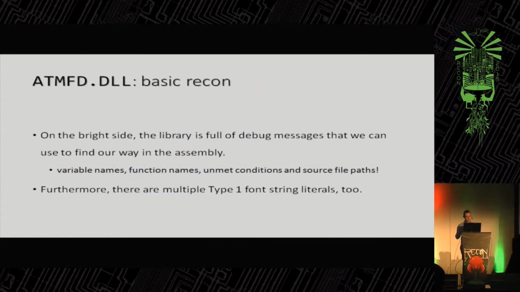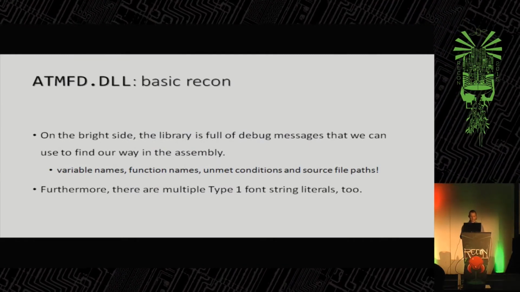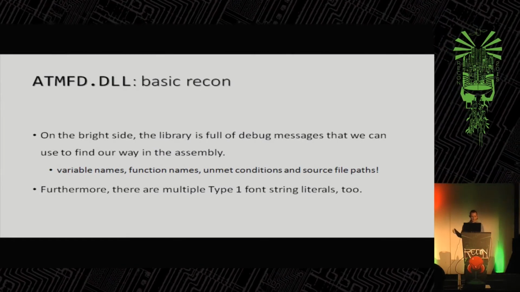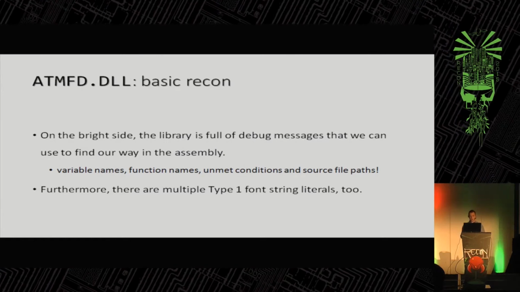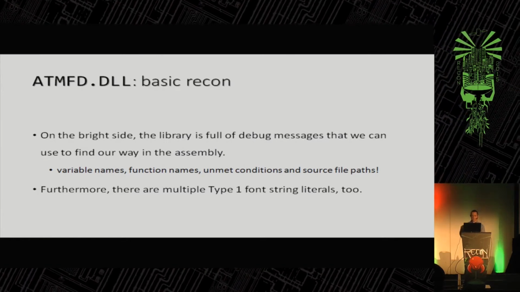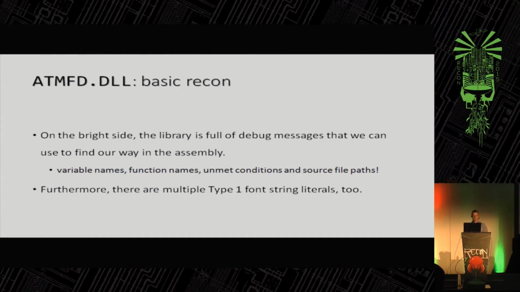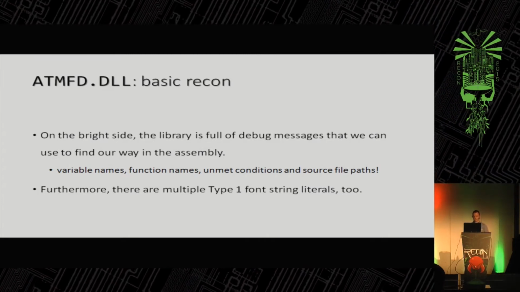And there is also a bright side. There are some things in ATMFD that help us reverse engineering it. First of all, there are a lot of debug messages. They are not really printed out, so there aren't any debug print function calls, but there are some function calls that are actually like stubs that could have been enabled and probably are enabled in some debug builds, but they are not enabled in release builds, but the debug strings are still there.